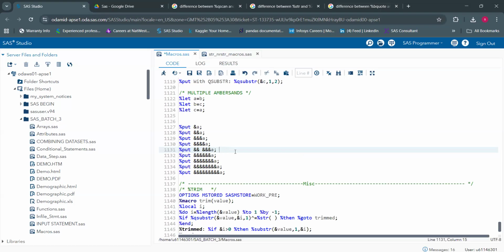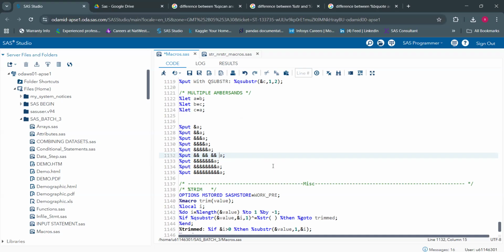Tell me what is 1132. Can you split it? In real time, you won't be able to split it, but still, in real time we'll be using these multiple ampersands.